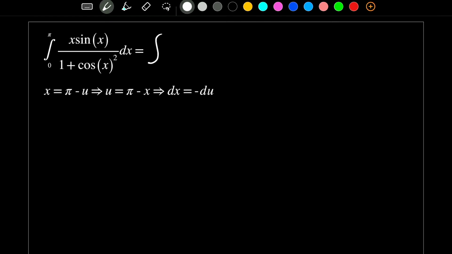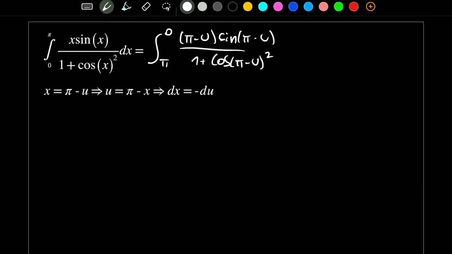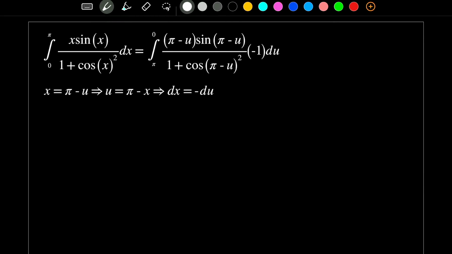So first of all, when we plug x equals 0 in, we're going to get pi, and then the integral from pi to 0 of pi minus u times sine of pi minus u divided by 1 plus cosine of pi minus u squared, times minus 1 du. Now first of all, we've got these ugly bounds in the wrong order, so we can fix that using this minus 1. So we're going to get the integral from 0 to 2 pi of pi minus u times sine of pi minus u over 1 plus cosine of pi minus u squared.